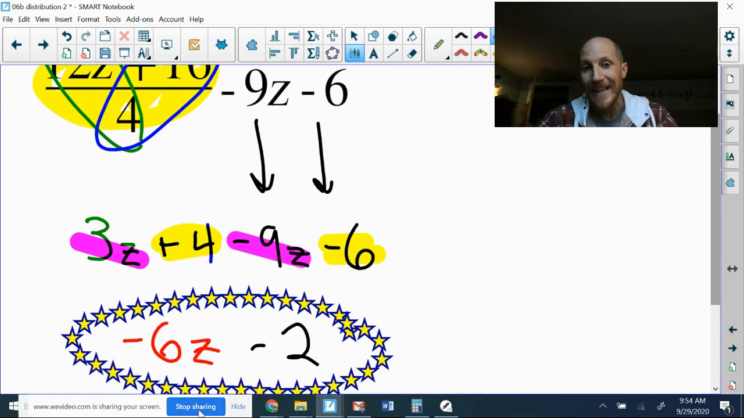Okay, so let's look at dividing using division for our distribution. Good luck.